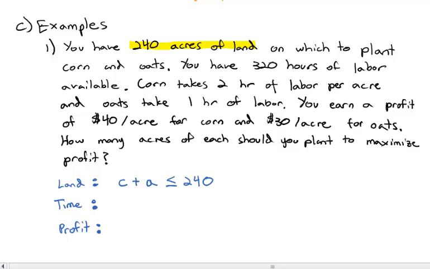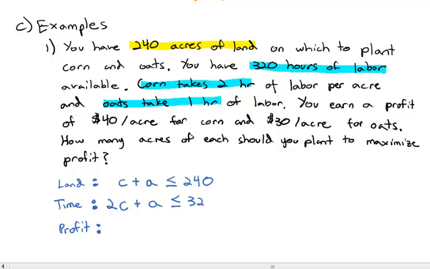Our second constraint is the labor. We have 320 hours of labor available. We don't have to use it all, but we can't go above it. Corn takes 2 hours and oats take 1 hour. So we've got 2 hours for the corn plus 1 hour times the oats has to be less than or equal to the maximum 320 hours of labor available.